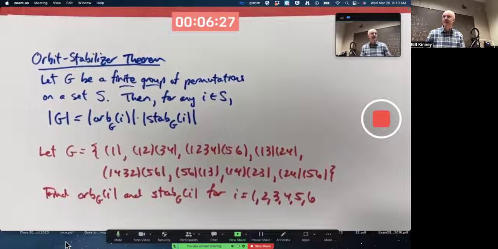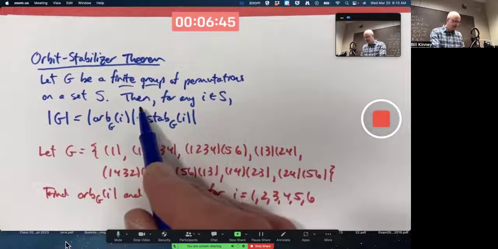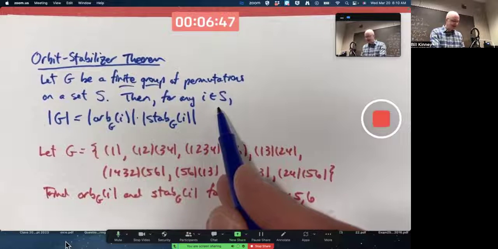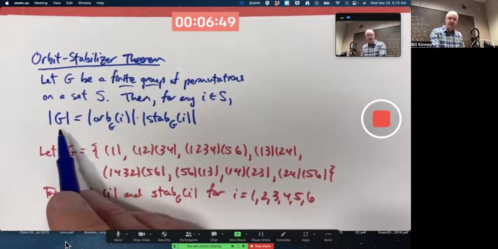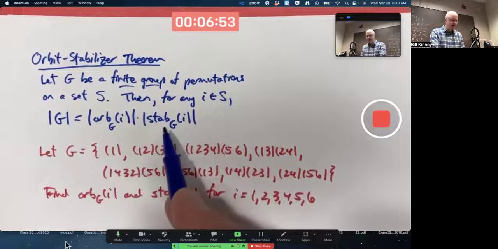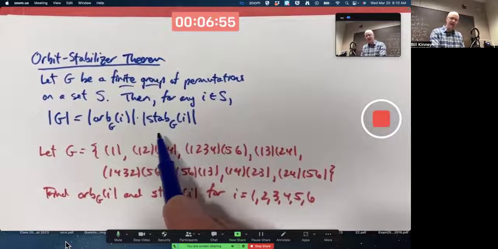And if you look in the book, there's an example where they talk about a finite group of permutations on a set S. In fact, it's a set whose points are points in a square. And you're talking about symmetries of a square. That's not finite. The square has infinitely many points. The conclusion is then for any element i of that set S, the order of G, the number of elements in G itself, is the product of these two orders, you could call them.